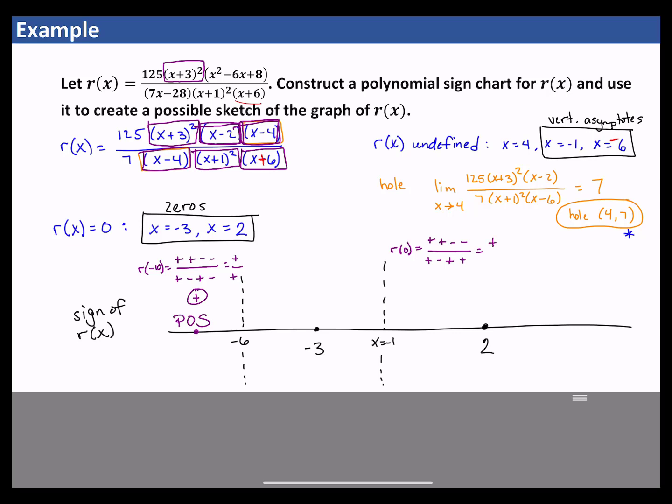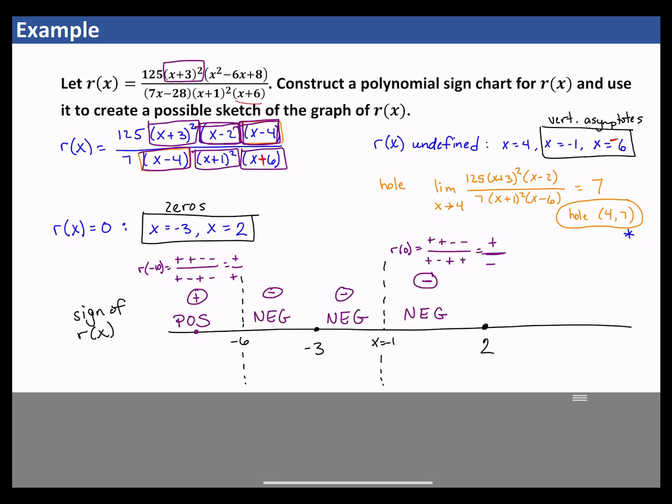So in the numerator, we would end up with a positive number. In the denominator, we would end up with a negative number. So overall, r of x is negative between -1 and 2. So r of x would have negative values. It would be worth it for you to pause and confirm for yourself that r of x is negative between -6 and -3. It's also negative between -3 and -1.